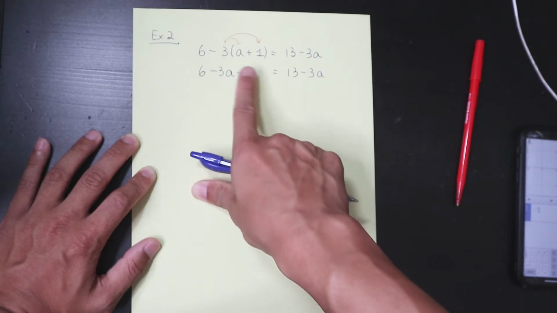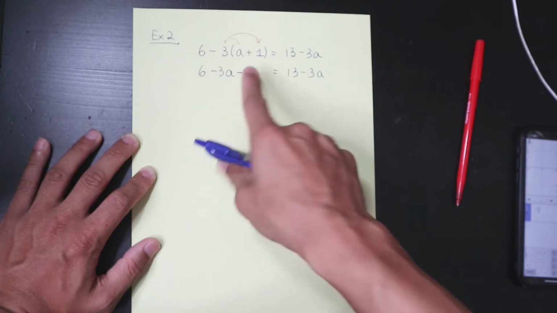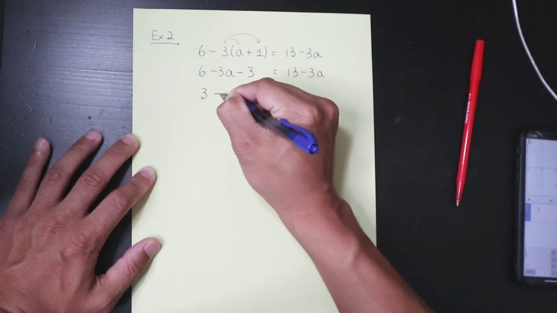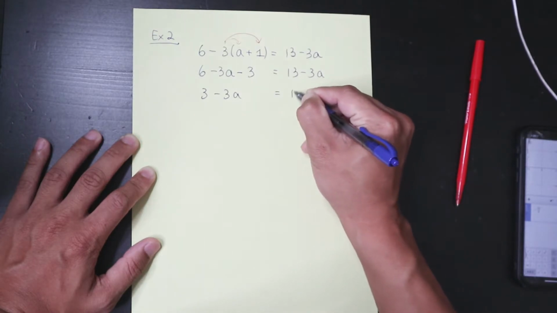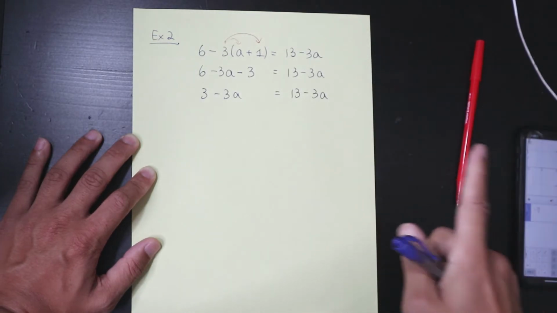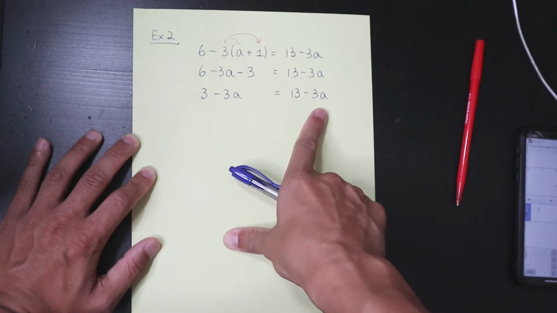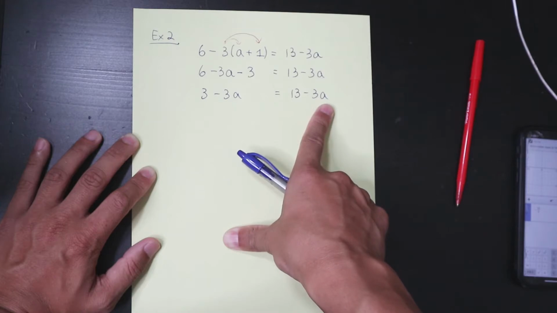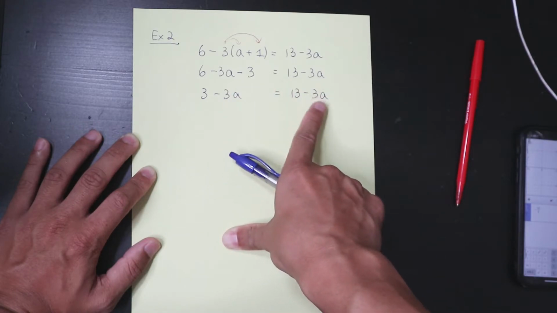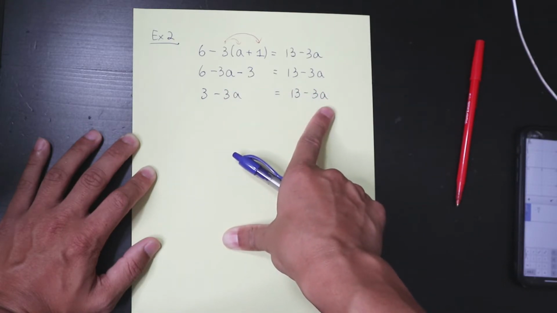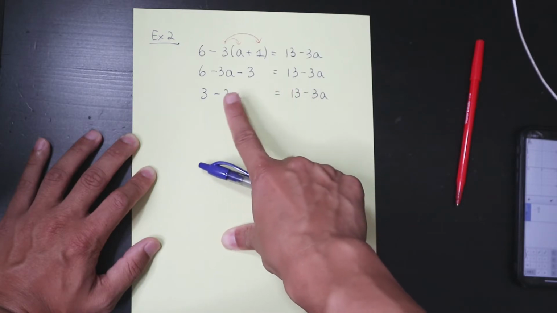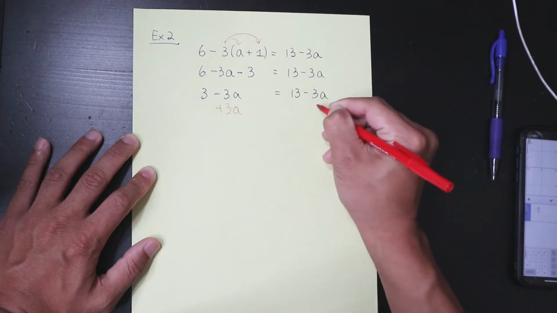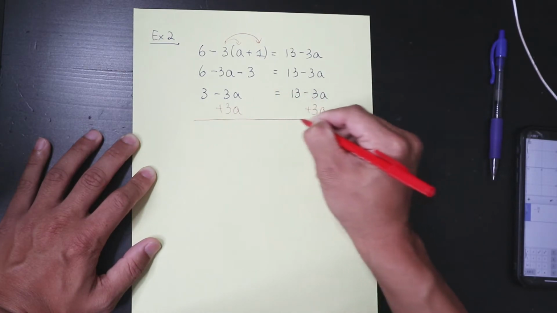So you're going to combine the like terms. 6 minus 3 is 3. So we're going to write 3 minus 3a is equal to 13 minus 3a. Remember, you have two letters, right? One letter on the left and one letter on the right of the equation sign. So we're going to get rid of the -3a. It doesn't matter because none of them are larger than the other, so you have no choice but to add 3a on both sides. Plus 3a and plus 3a.